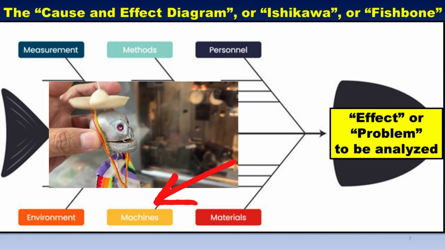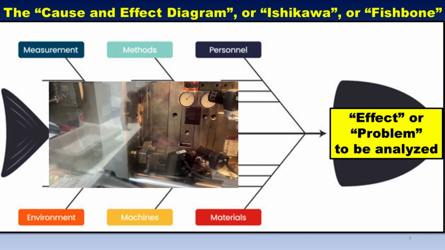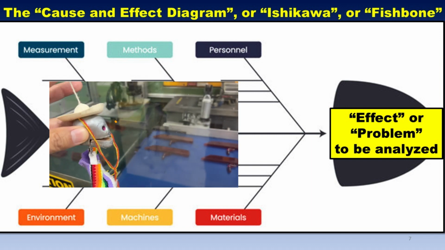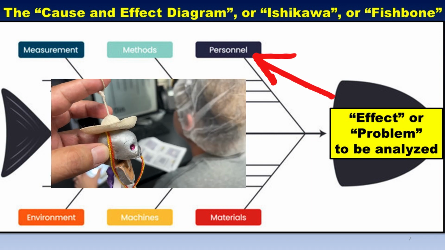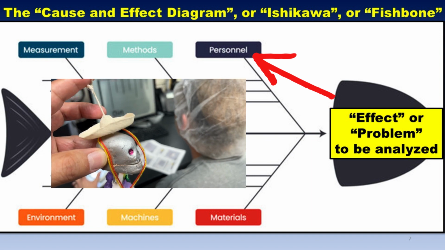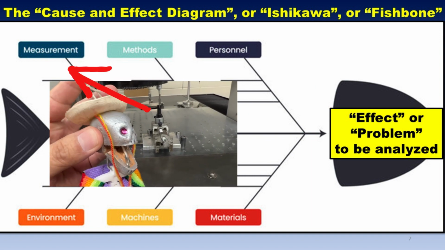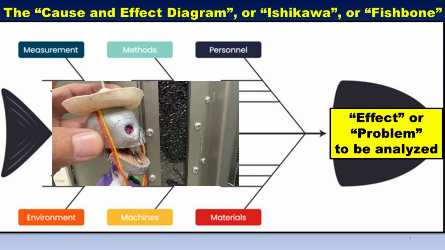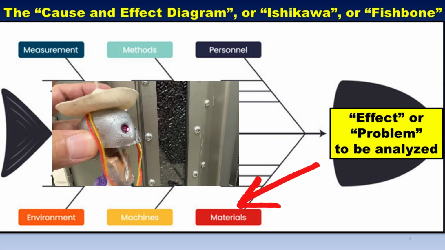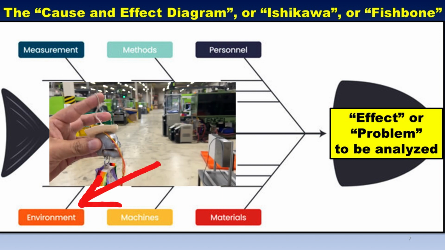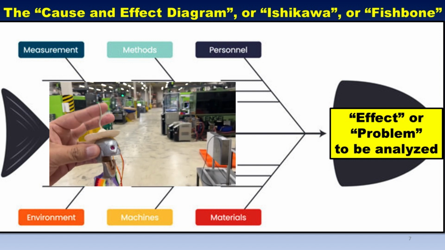Variations in the machine. Variations in the manufacturing method. Variations in personnel. Variations in the measuring method, variations in the raw material, variations in the work environment.